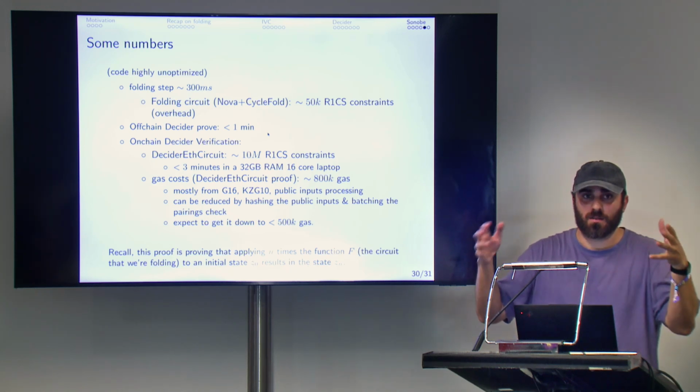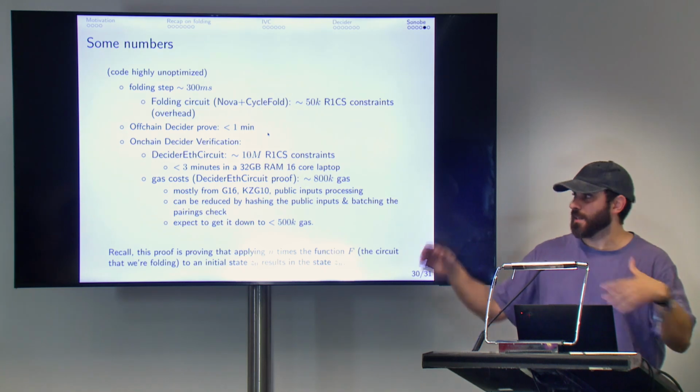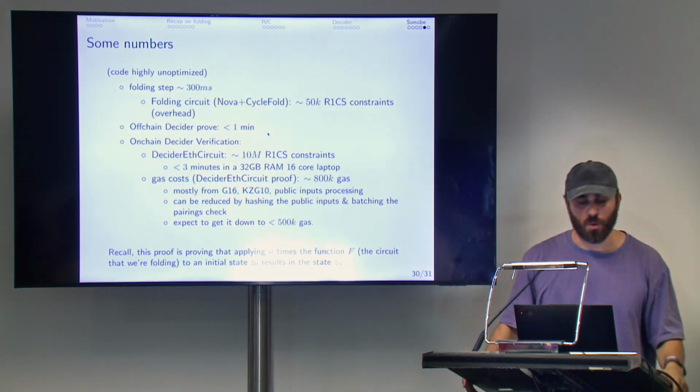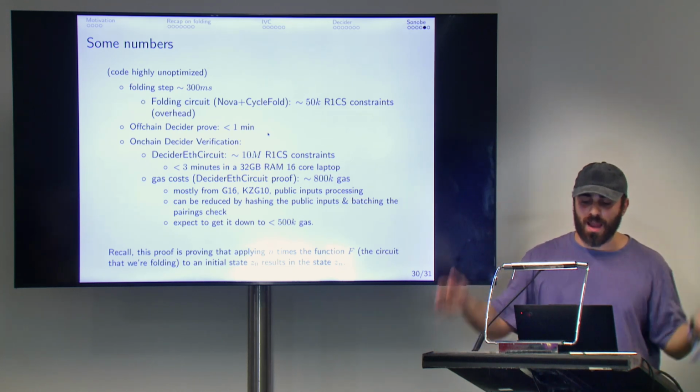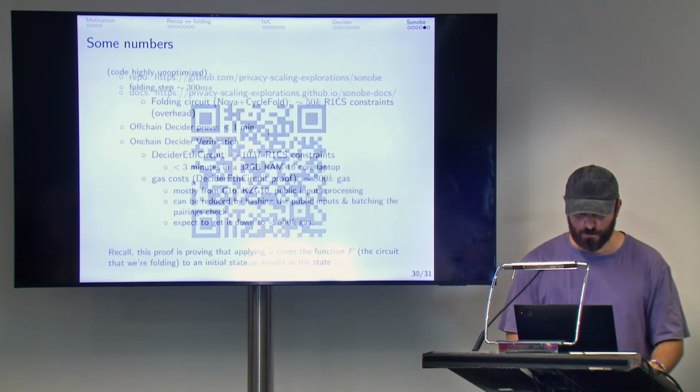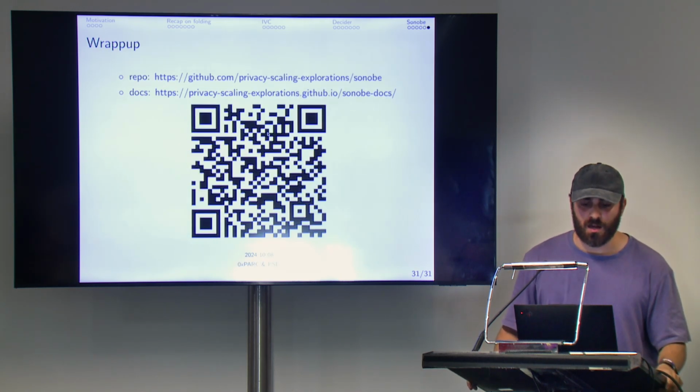And again, this is the cost to verify this very big iteration of proofs, proving that after applying this function f n times to this initial state, you obtain this final state. So yeah, that's it.